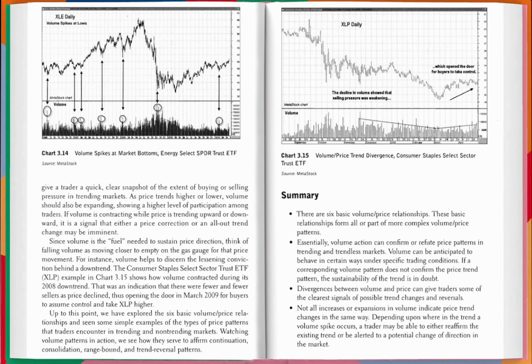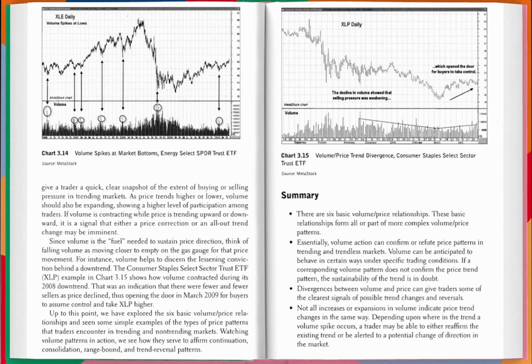Up to this point, we have explored the 6 basic volume-price relationships and seen some simple examples of the types of price patterns that traders encounter in trending and non-trending markets. Watching volume patterns in action, we see how they serve to affirm continuation, consolidation, range-bound, and trend reversal patterns.